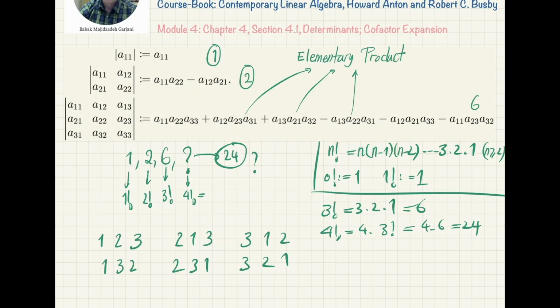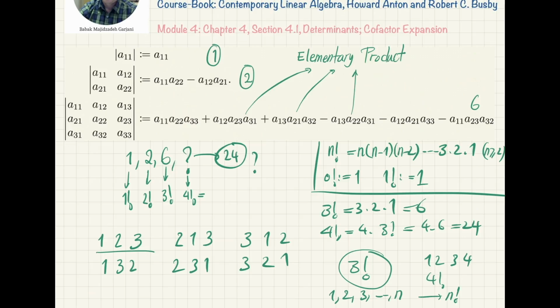So, this is why a 3 by 3 determinant has 6 terms. Each term corresponds to one and only one permutation of 1, 2, and 3. And from elementary combinatorics, we know that the number of permutations of 1, 2, and 3 is indeed 3 factorial. The number of permutations of 1, 2, 3, and 4 is 4 factorial. In general, the number of permutations of 1, 2, 3 up to n is n factorial.